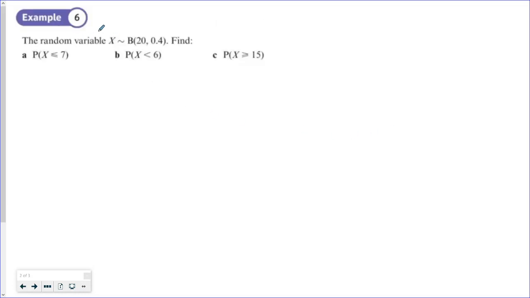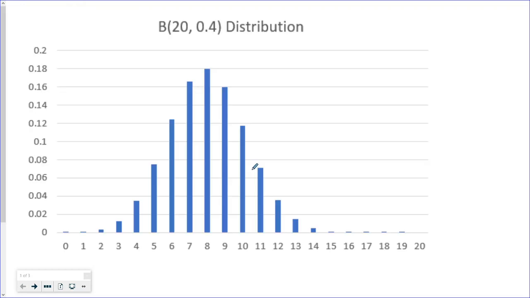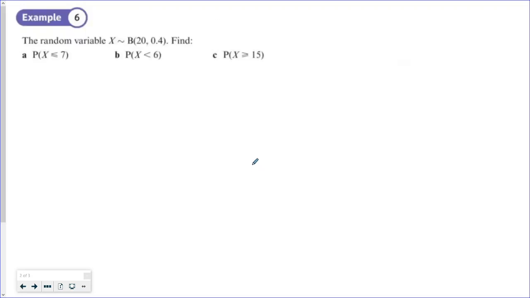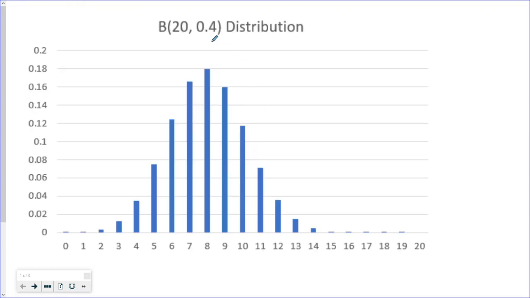This version of example 6 applies if you've either got a black and white calculator or you've got a coloured calculator which hasn't been updated. And you'll know if you watch the coloured calculator video and your screen doesn't look the same as I'm showing you on that video. So in example 6, we've got this distribution binomial 20, 0.4.